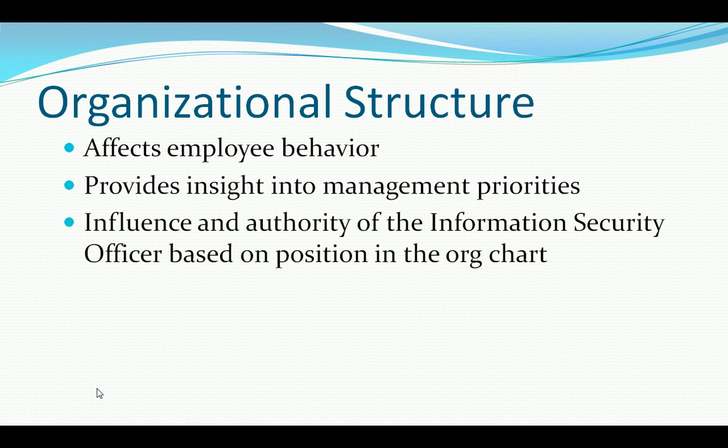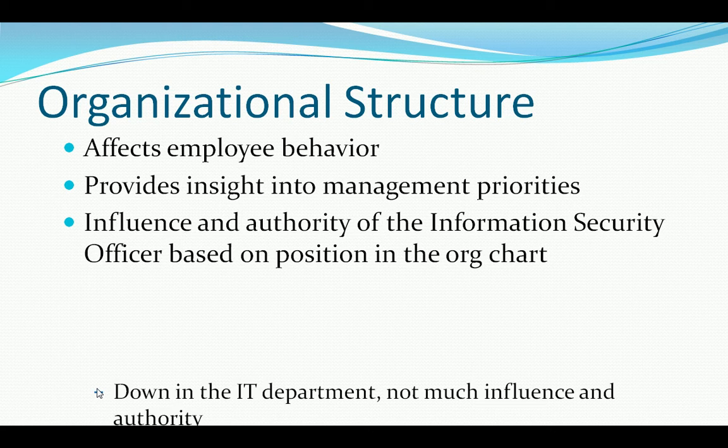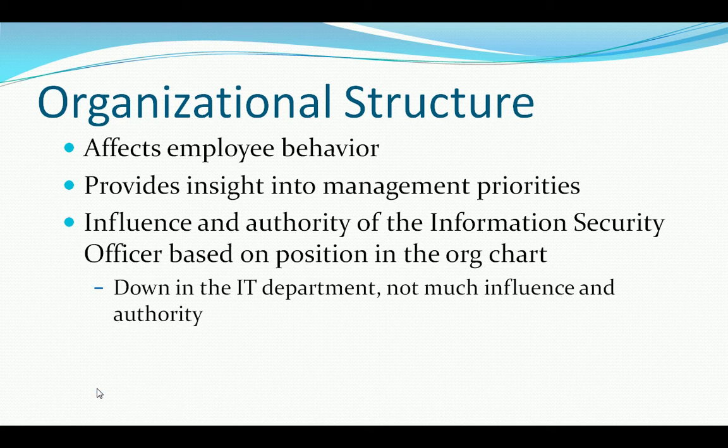So influence and authority of the information security officer can be implied based on their position in the organizational chart, which I'm going to show you some examples of in just a moment. The CISO, the Chief Information Security Officer, is the person responsible for implementing IT security policies, enforcing IT security, and brainstorming all this stuff. This is the person in charge of IT security.